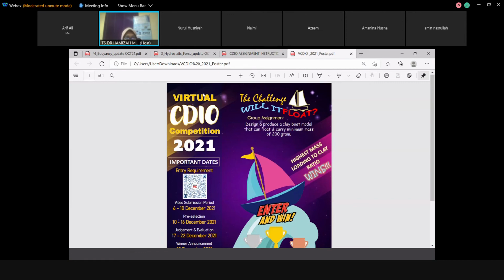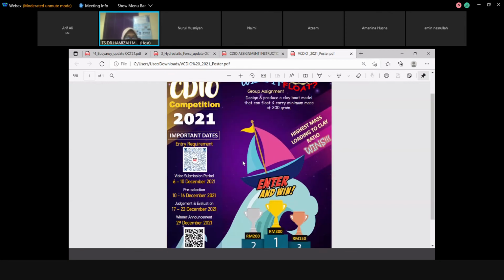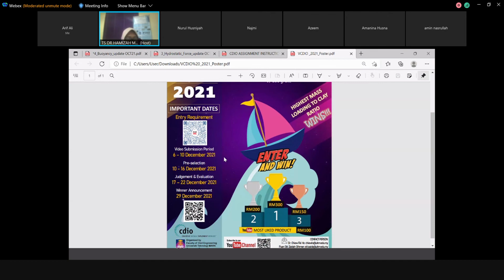So it is called virtual CDIO competition. So this is the important dates. Awak kena submit assignment ni pada 6 hingga 10 Disember. So you have berapa minggu, 2 minggu lah kan? Midterm break and also you can do on week 7. Okay, and then kita akan select pada 10 hingga 16 Disember and judging pada 17 hingga 22 Disember and the winner announcement pada 29 Disember.